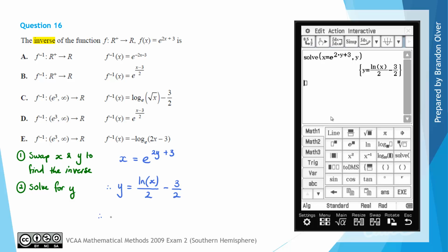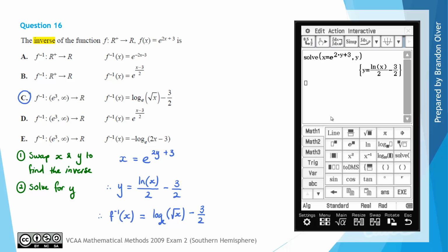So this is the same as f inverse, if I now use the correct notation. And 1/2 times ln of x is the same as 1/2 times log e of x. The multiplication by 1/2 out the front can actually be taken up as a power, and the power of 1/2 is actually the square root. So this is equal to log e of the square root of x. Then the minus 3 on 2 just stays as negative 3 on 2 at the end. We can see that option C is the only one with that rule, so it must be correct.